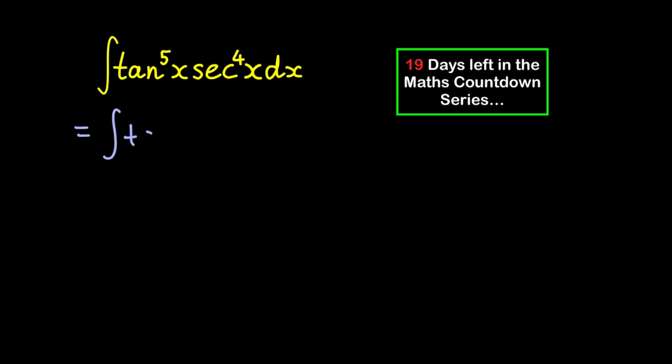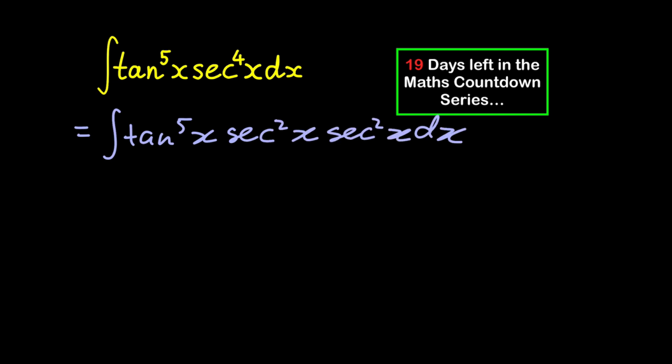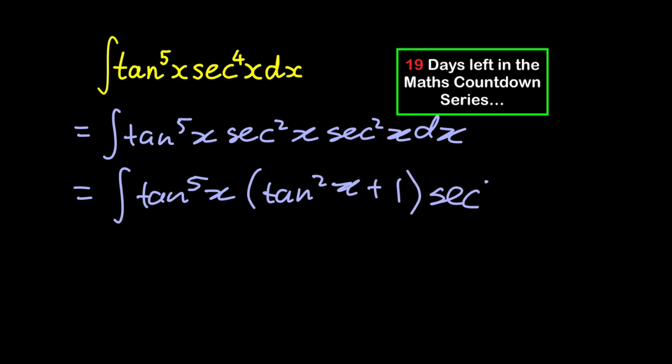So we're going to say that this integral is equal to the integral of tan to the 5th power of x times secant squared of x times secant squared of x. And we've left this one secant squared of x out because it's the derivative of tangent of x. And now by splitting it, we have this extra secant squared of x, which we can express in terms of tan. So we have the integral of tan to the 5th power of x, and then sec squared of x is the same as saying tan squared of x plus 1, times secant squared of x dx, just completing the integral.